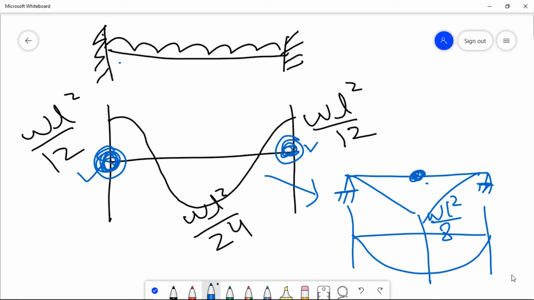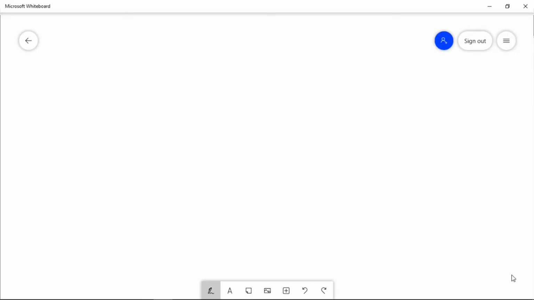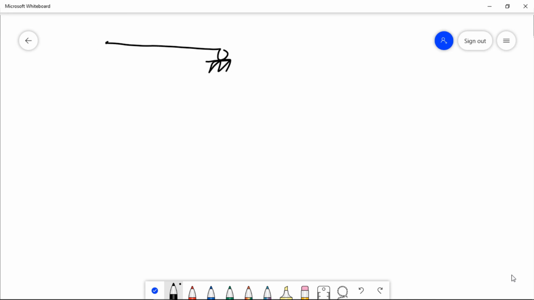Here, how will failure occur in a simply supported beam? That is perfect, that is stable. This beam will fail if the yielding occurs at the center of the beam. Now the beam will collapse.